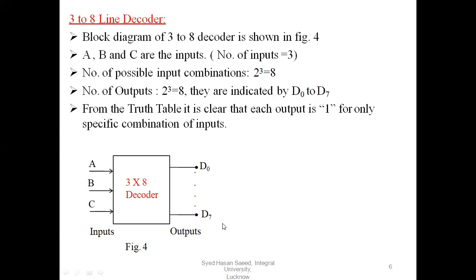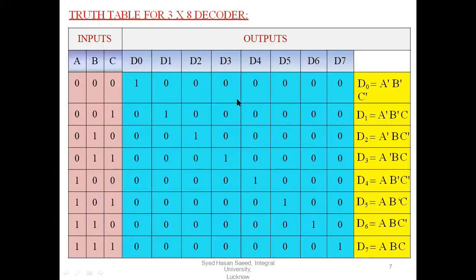First, see, here we have to construct the truth table for this. That is the 3 to 8 line decoder. How many inputs do you pass? 3 inputs. How many outputs will it produce? 8 outputs. You pass 3 inputs and it produces 8 outputs, from D0 to D7. So these are the input combinations. There are 3 inputs.